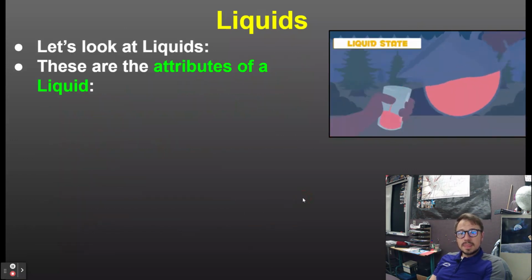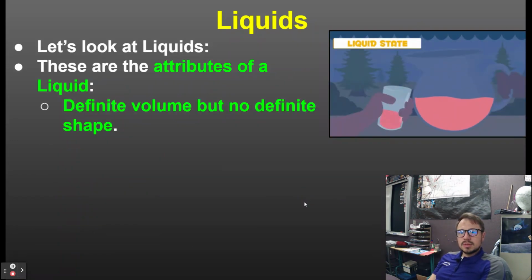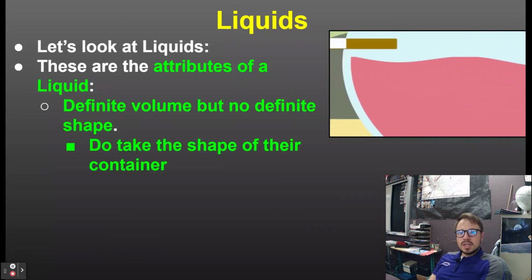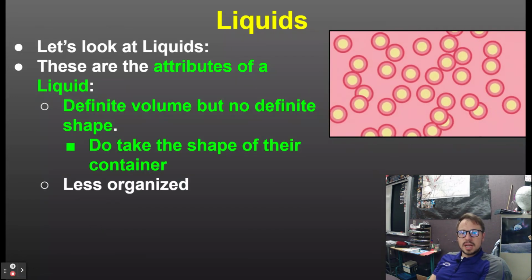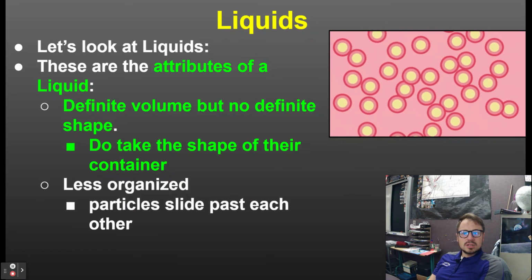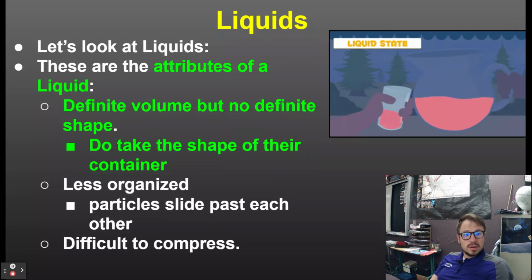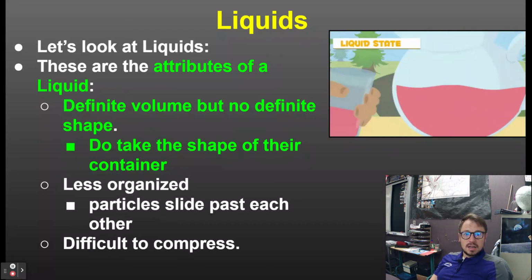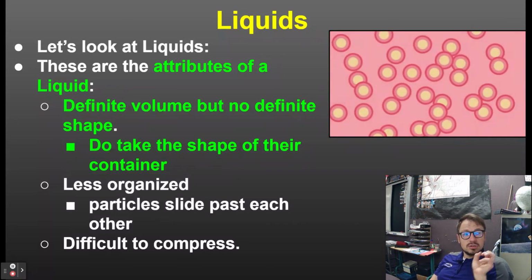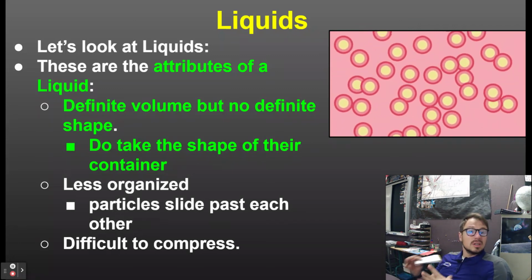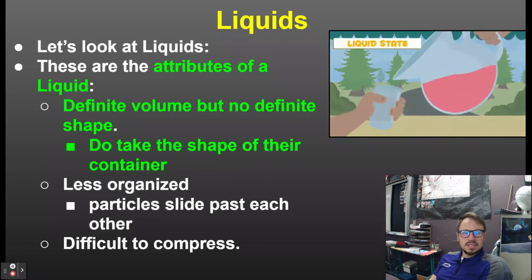Now liquids, these are the attributes of a liquid. They have a definite volume but no definite shape. They do take the shape of their container, a little less organized, so now the particles can slide past each other. They're difficult to compress. So if you zoom in, you can see here that you pour it into a container, it takes the shape of that container. Now you zoom in, those particles are less dense. They're moving around, sliding past each other.